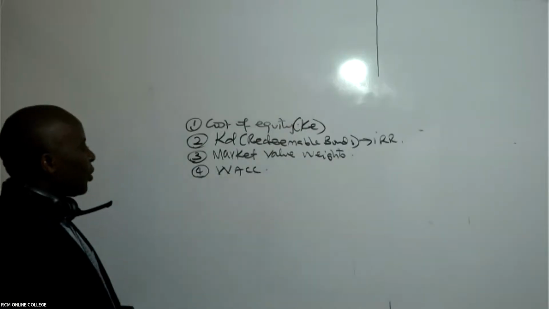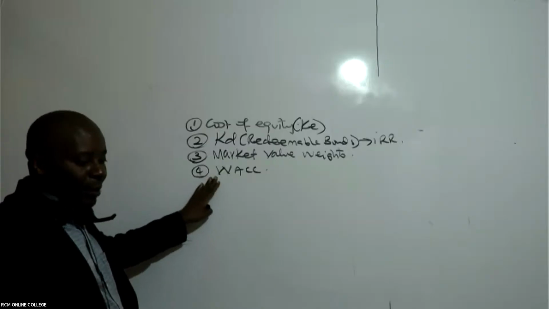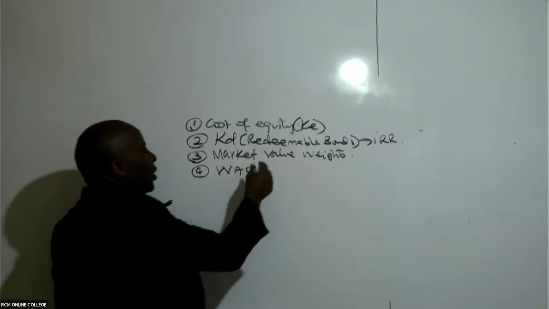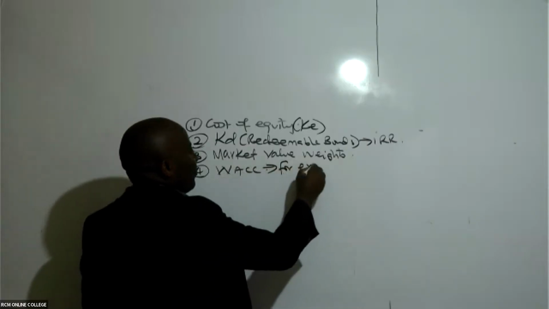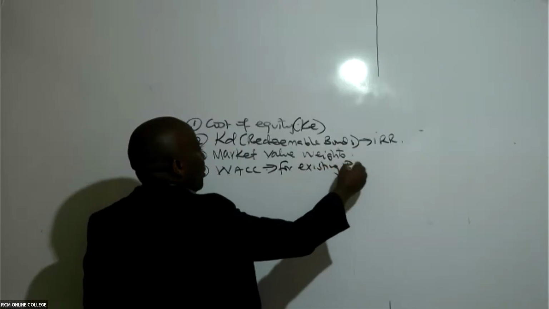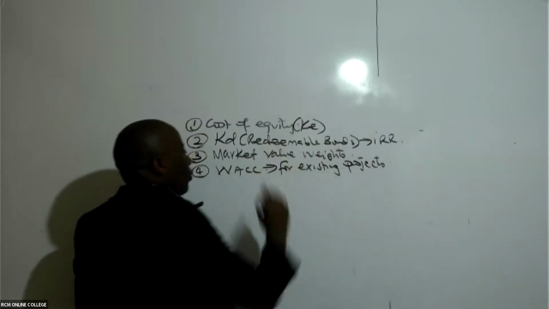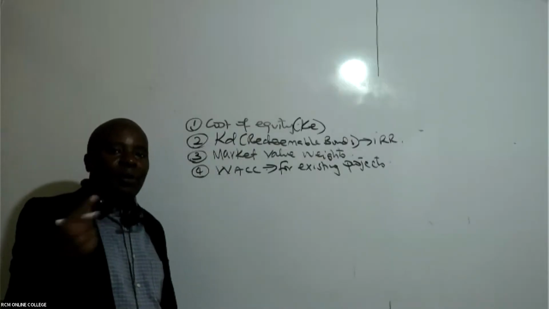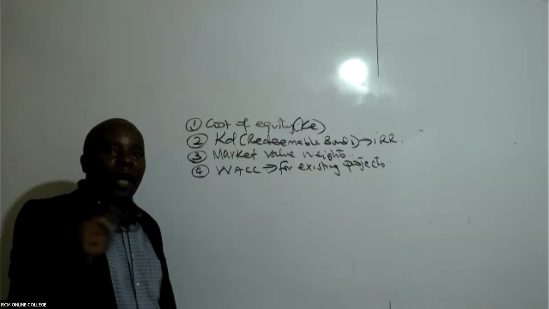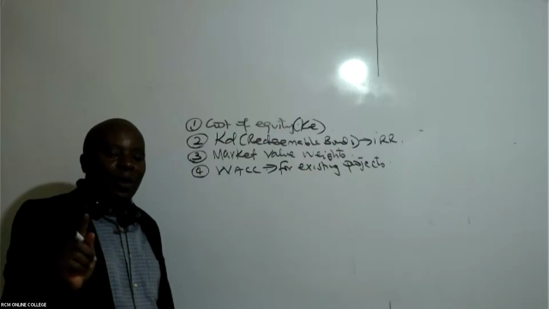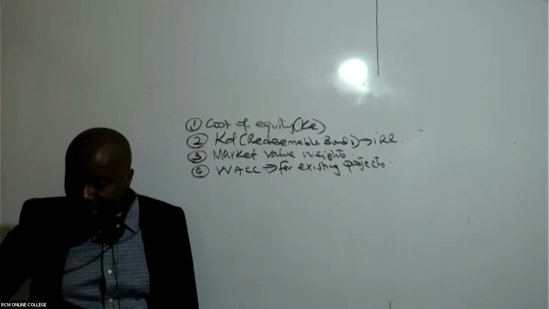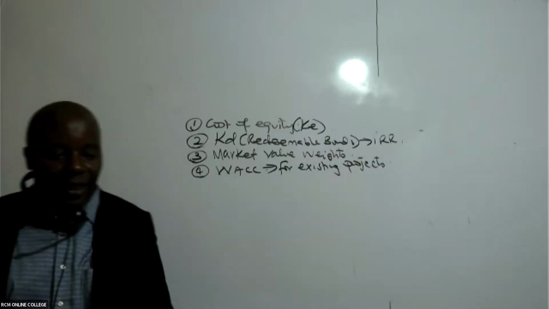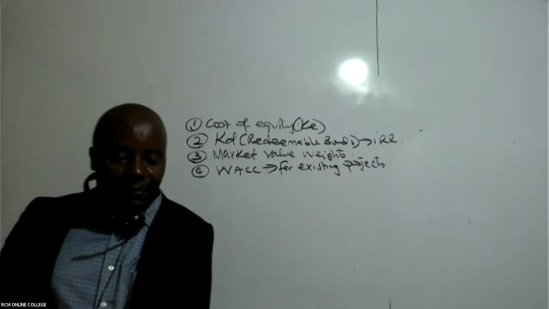So WACC is the weighted average cost of capital, which is the cost of capital for existing projects, those projects that you already have in the firm. If you're looking at financing some projects in the future, their applicable cost of capital will be the WMCC.